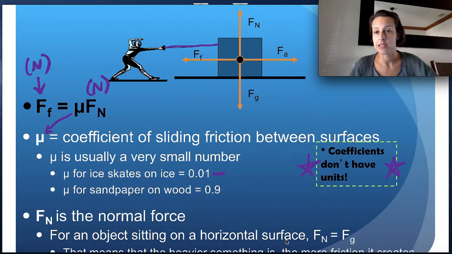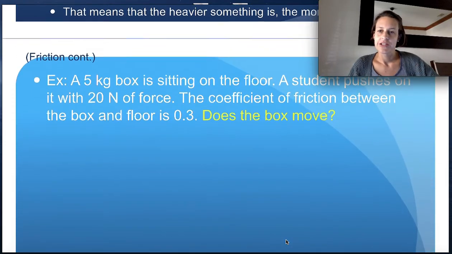So that means that the heavier the object, the greater the normal force, and also the greater the frictional force. And you know this if you've ever tried to move something really heavy across a rough surface like carpet. The heavier it is, the harder it is to move it, right? Because there's just a lot of friction. Okay? All right, so that brings us to our example.